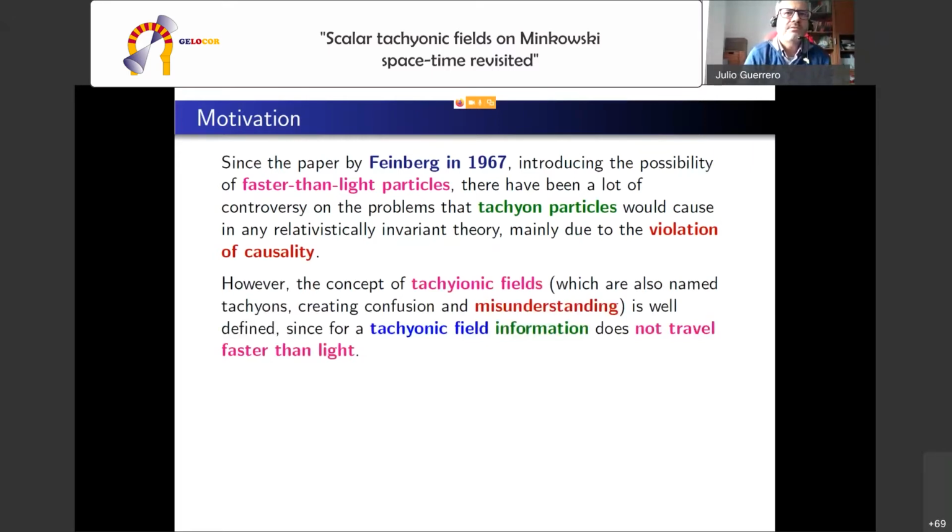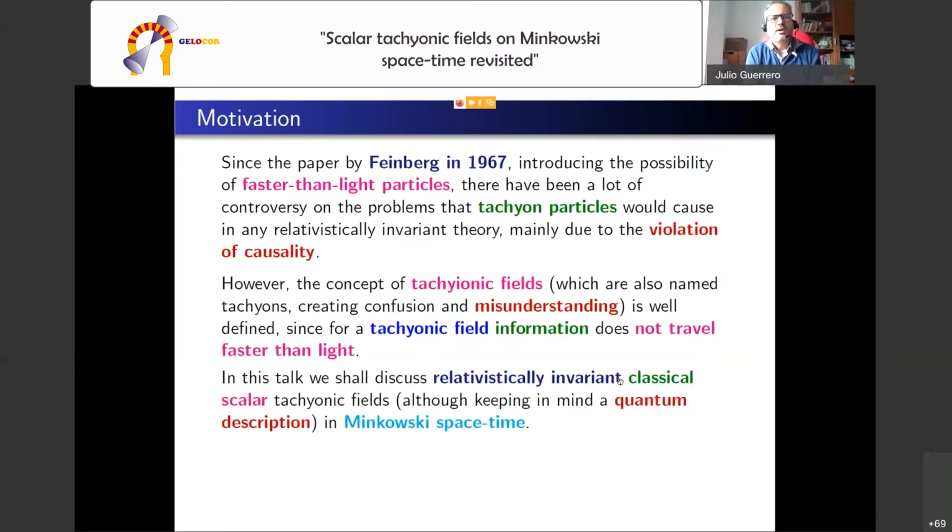However, the concept of tachyonic fields, sorry for the mistake here. The tachyonic fields, which are also named tachyons, so they produce a bit of a misunderstanding. But they are fields, not particles, because they are solutions of the Klein-Gordon equation for negative square mass. So these tachyonic fields are well defined, and it's also a bit controversial, but it's assumed that information does not travel faster than light with tachyonic fields, or at least when you quantize a tachyonic field, the particles of this tachyonic field are not faster than light. Okay? So this is the difference between the tachyon particles and tachyonic fields.